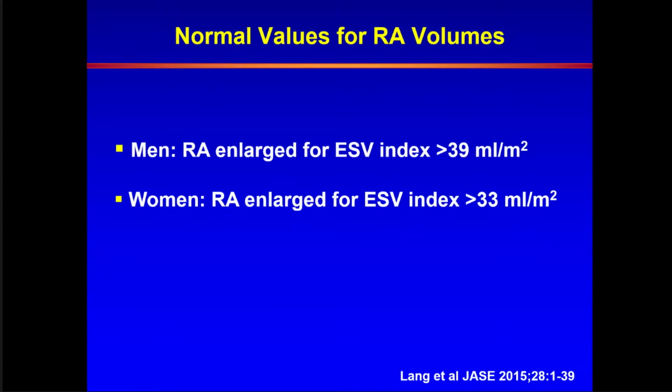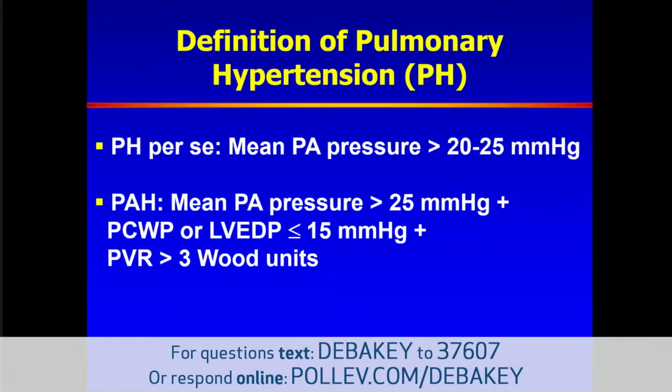There are now growing data for RA volumes by 3D. And there are data showing the association of RA volumes with right atrial pressure in patients with cardiac disease. The higher the pressure, the larger the RA. I'll stop here in talking about the RV structure and RA volumes, and let's talk about pulmonary hypertension.